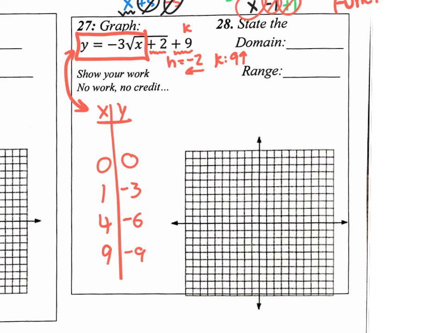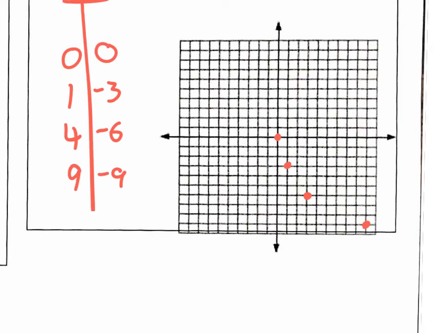So I'm not really going to graph it, I'm just going to plot the points. 0, 0; 1, -3; 4, -6; 9, -9. Okay, sorry about that. I had to zoom in a bit to get those right coordinates. However, I'm not going to draw it.